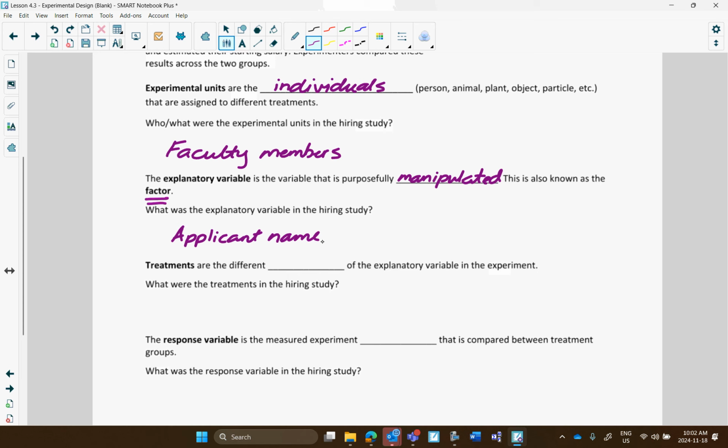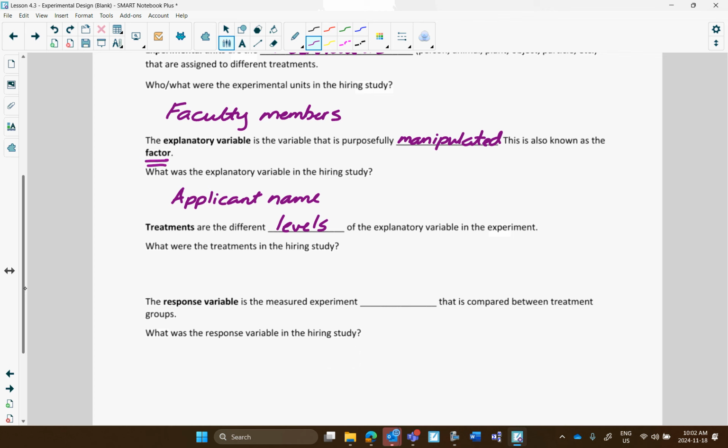Treatments are the different levels of the explanatory variable in an experiment. So in this experiment, what were the treatments? And how many were there? 2. They were John and Jennifer applications.